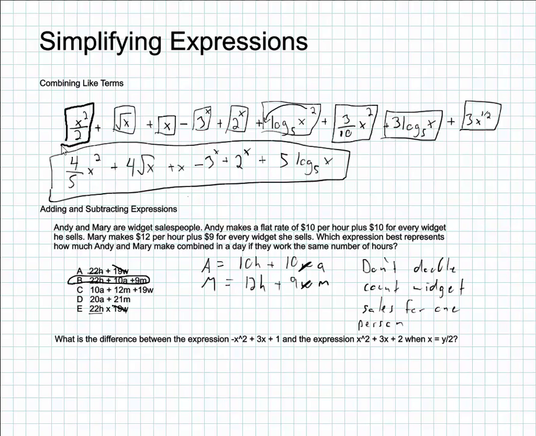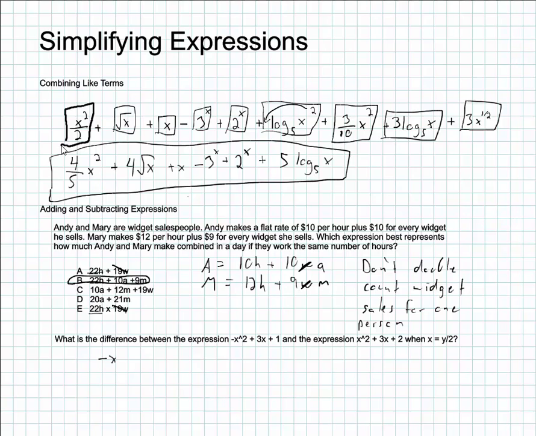Okay. Final question. What is the difference between the expression negative x squared plus 3x plus 1 and the expression x squared plus 3x plus 2 when x equals y over 2? Well, we could substitute y over 2 in for every x, but that might be a little complicated. There's a lot of terms here, so why don't we actually subtract first?